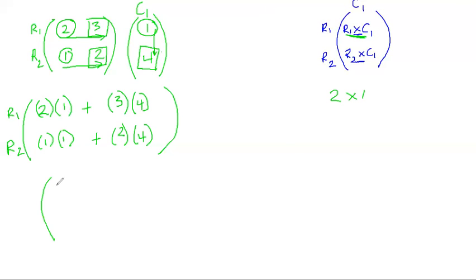So 2 by 1 will give me 2, plus 3 fours are 12. 1 by 1 will give me 1, plus 2 fours are 8. Yeah? Now I can get my answer. Let's get rid of that line there, it's in my way. Right? So the answer to this question is going to be a 2 by 1 matrix that's comprised of 14 and 9. Yeah? Make sense to you?